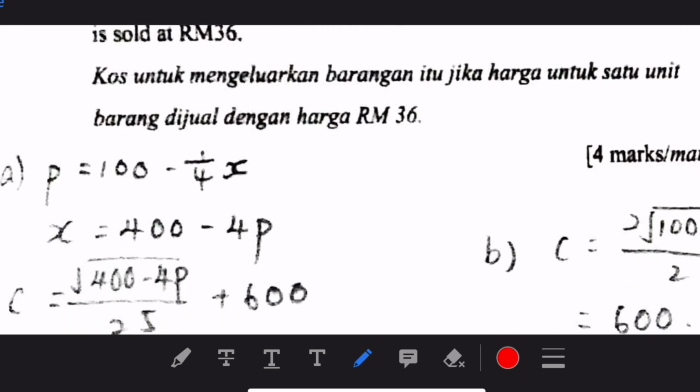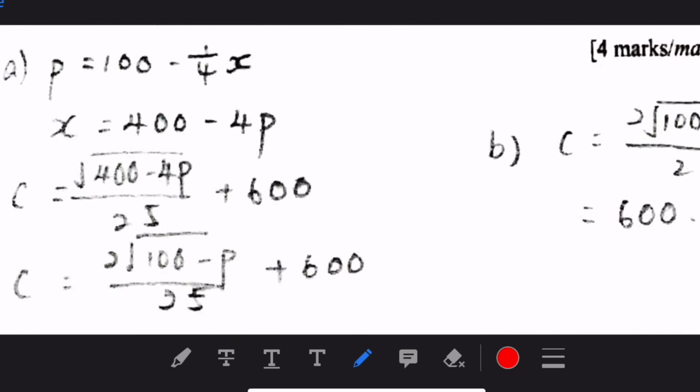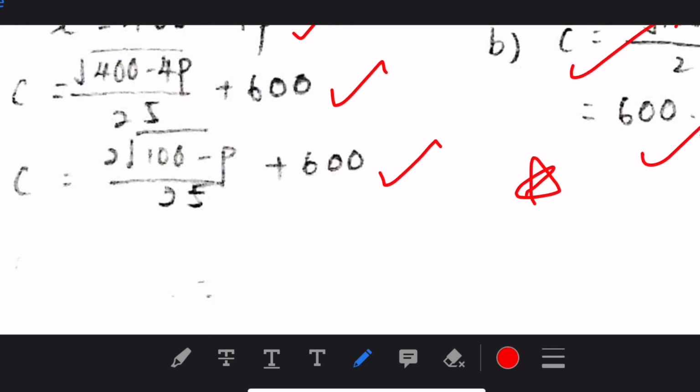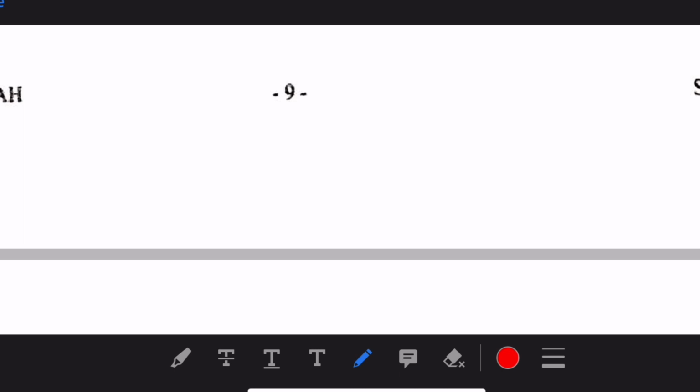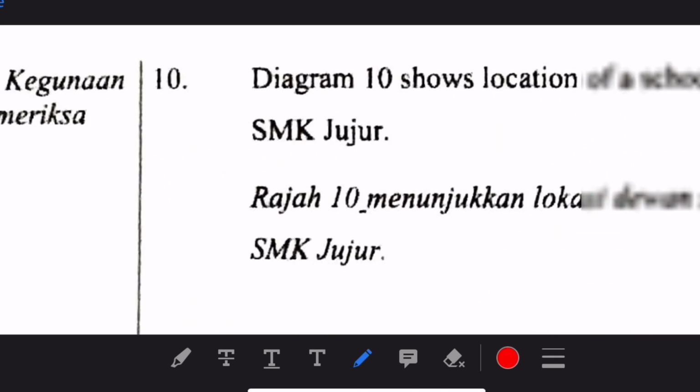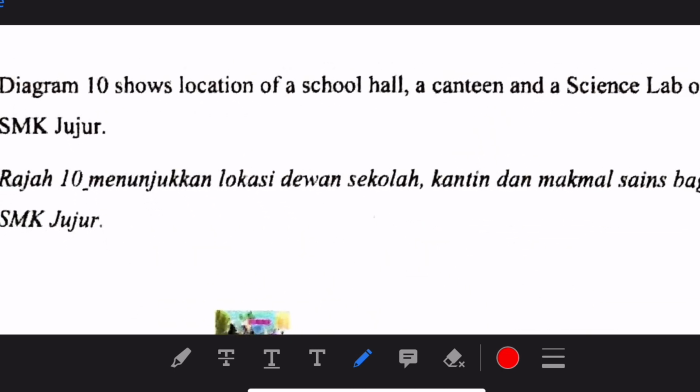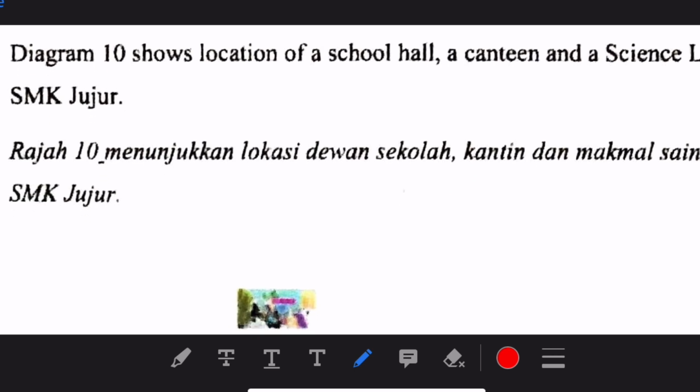Now p is 100 minus 1 over 4x. So she expressed x in terms of p. That means x is 400 minus 4p. Then she substituted into the function c so that she can express c in terms of p. So no problem. Good.